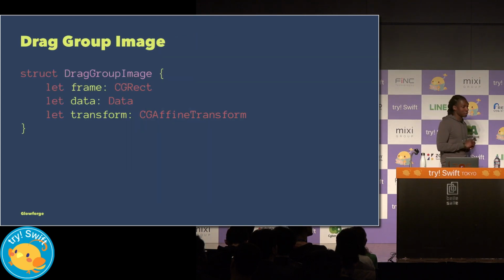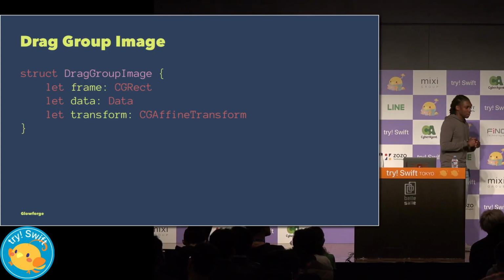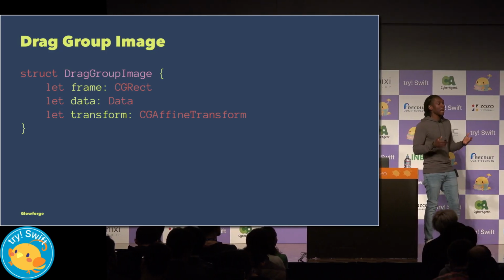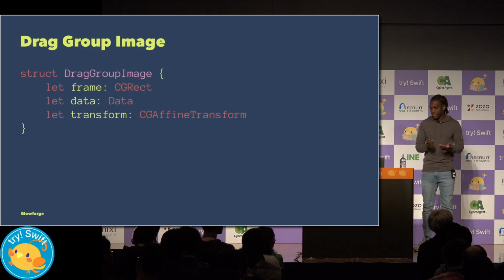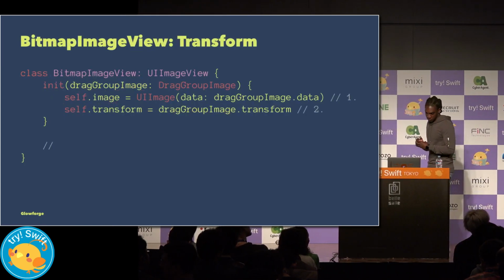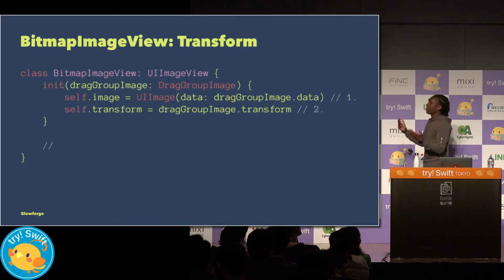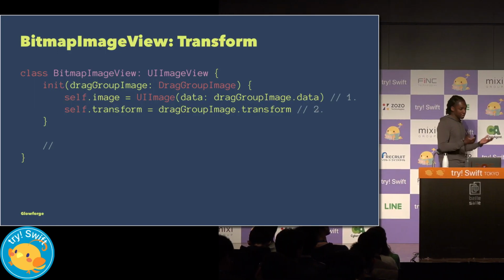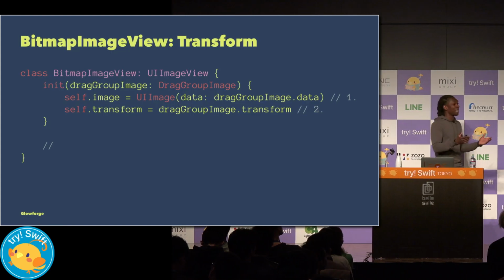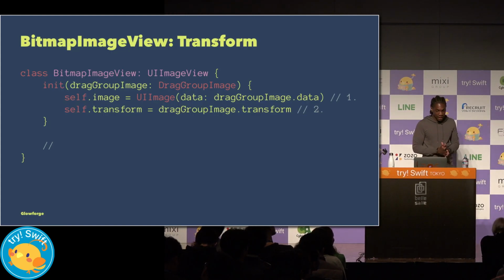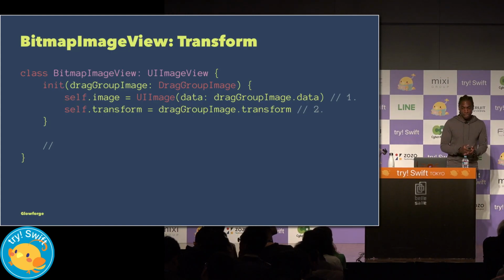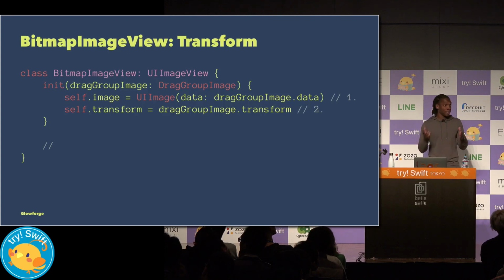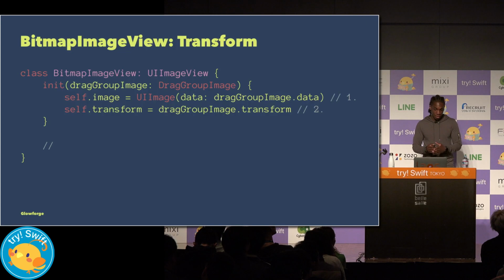Now let's move on to the image. Remember that the image had a frame, it had the data, and a transform property. And to show that image, we want to create an image view. And inside the initializer, you can see that we're setting the image by using the data that we got from our SVG file to create a UIImage. And then we're setting the transform on this view to be the transform that was on the property, on the model.